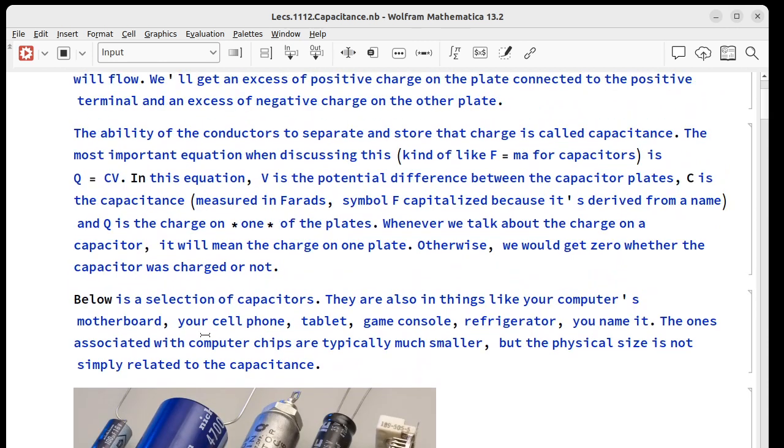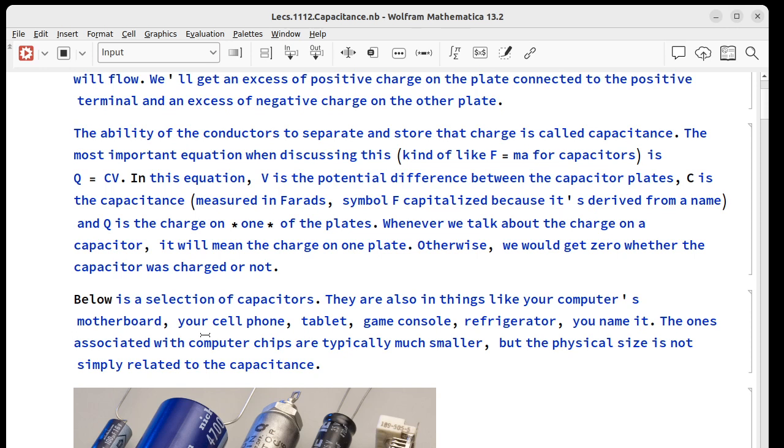And the most important equation when we're talking about this is Q equals CV. This is kind of like F equals MA was last semester. In Q equals CV, V is the potential difference between the plates, C is the capacitance. That's measured in farads, and the symbol F is capitalized because it's derived from somebody's name. And Q is the charge on one of the plates.